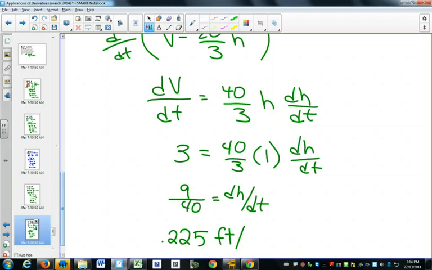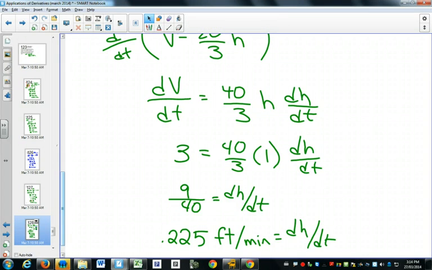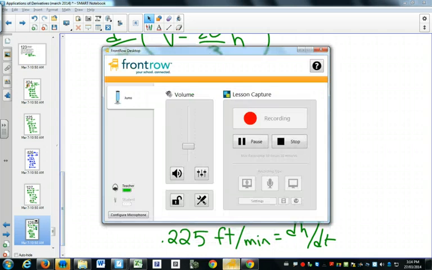Not cubic, because we're just dealing with height. Height is measured in feet. If we're dealing with volume, volume is cubic measurements. Feet per minute is the change in height over the change in time.